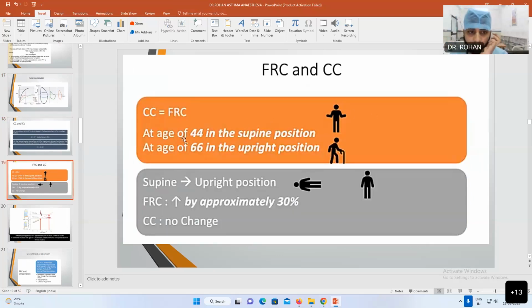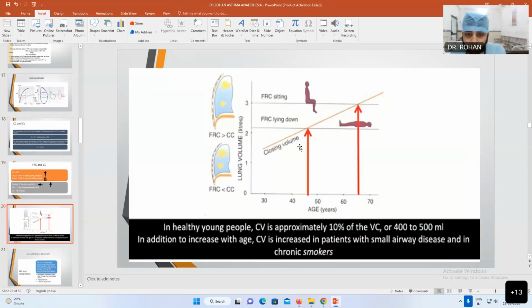So we can see that in a normal person, CC and FRC are equal. At the age of 44 in supine position, and at the age of 66, they will be equal. But as the age increases, we can see that the closing volume abruptly drops when the patient is in the lying down position. Whereas at 66 years, even in the sitting position, the lung gets easily collapsed.